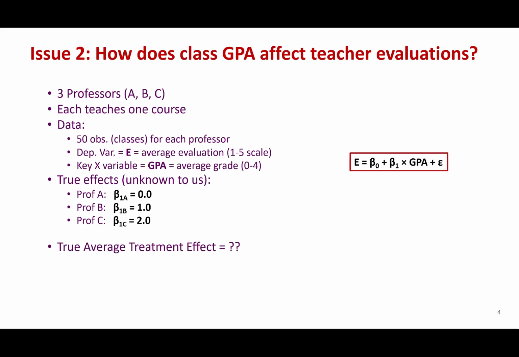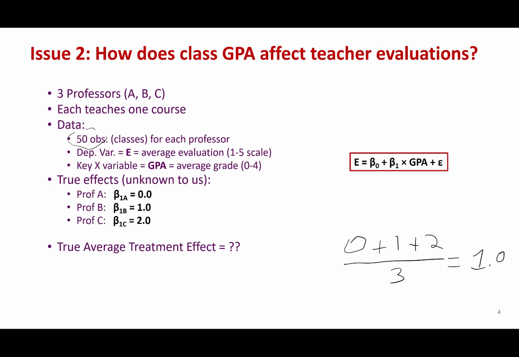Okay, so let me ask you, what is the true average treatment effect? And let me give you a little hint. There are 50 observations for each professor. Okay, so take a moment to think about that. Okay, so the true average treatment effect, because there are 50 observations for each professor, it's just going to be the average of these 3 effects. And so it's going to be 0 plus 1 plus 2 divided by 3. And that's going to be 1.0.